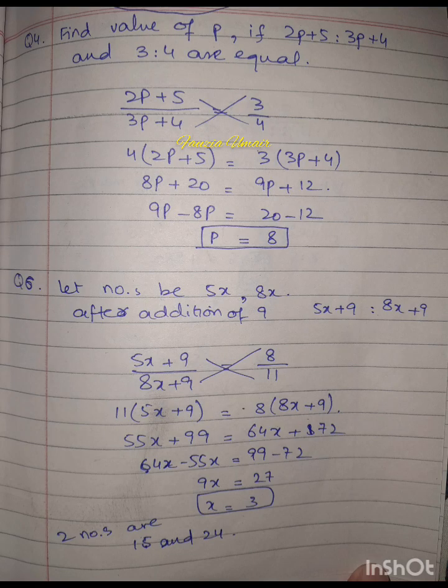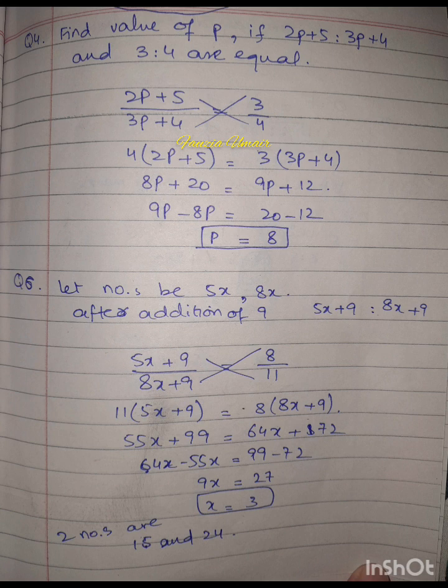Moving on to the next question. Question number 4: find the value of p if 2p plus 5 : 3p plus 4 and 3:4 are equal. This is how you will solve it. You will make them equal and then solve it. The value of p is 8.